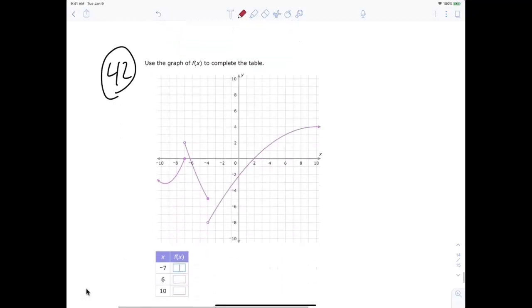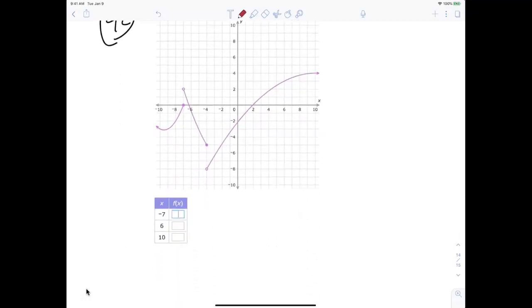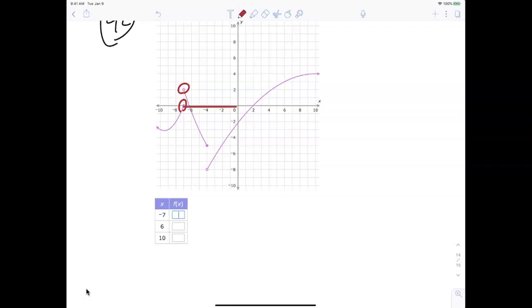Over here, -7. This one's the nice one. So you have a choice, is it this one or this one? Obviously, remember, it's the one that's filled in. So that would be negative, I made a mistake on that one. F of negative 7 would be the y value, which would be 0. 6 would be 3. 10 would be 4. Okay?